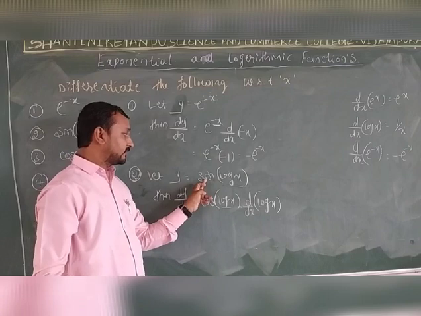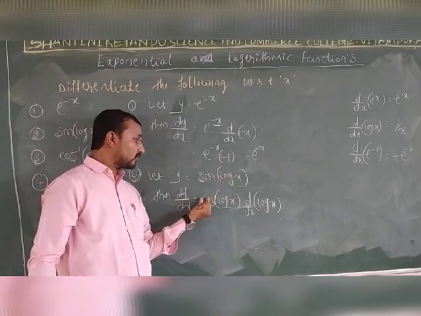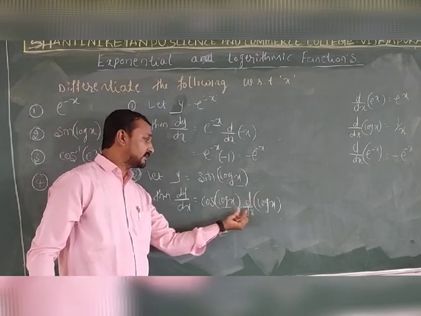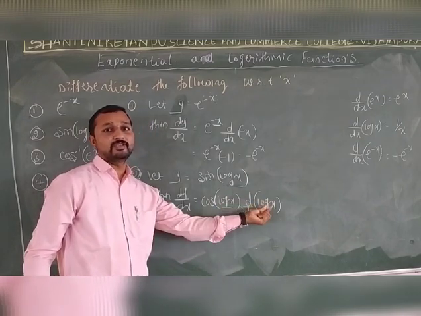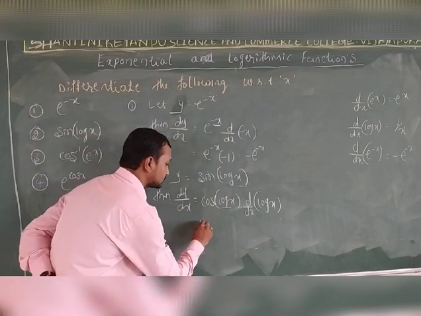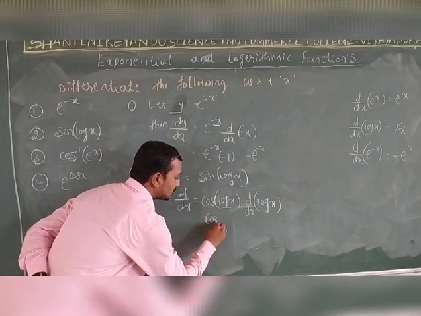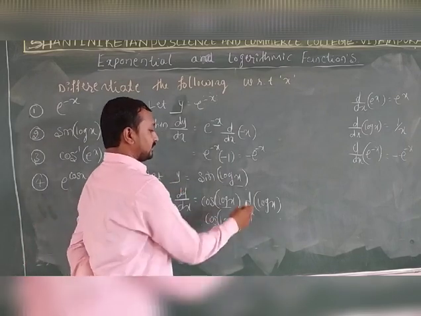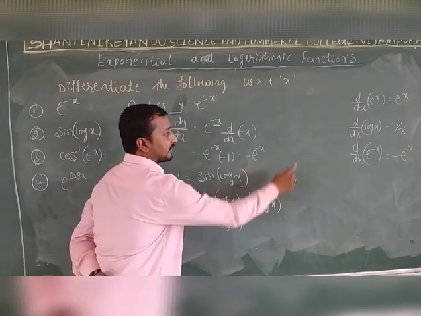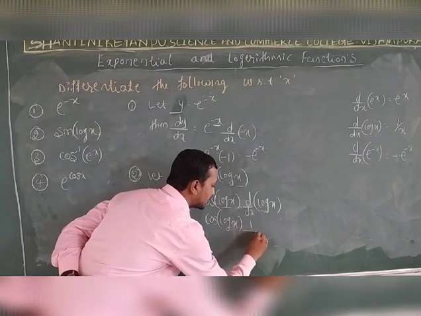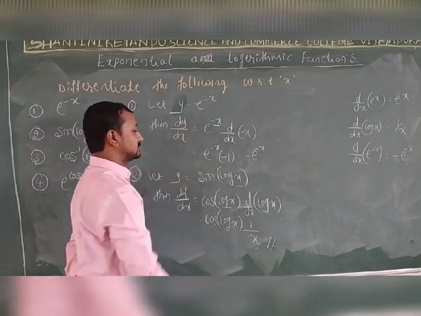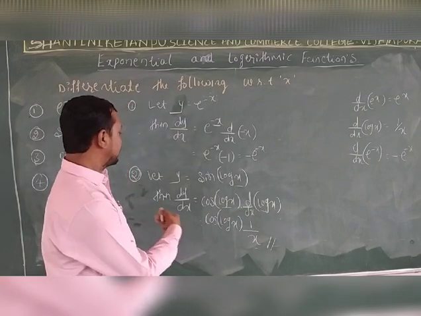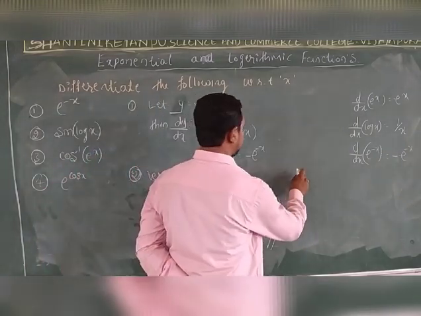Is that clear? The derivative of sine x is cos x. Instead of x, log x is there. Then differentiate this function again. This is the derivative of a composition. Then that is equal to cos of log x kept as it is. Then the derivative of log x. What is the derivative of log x? The derivative of log x is 1 divided by x. This is the answer. Is that clear? Friends, it is a very simple example.